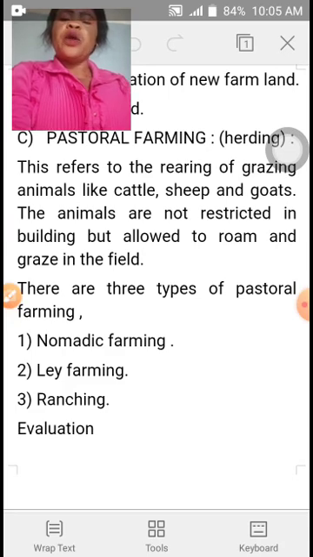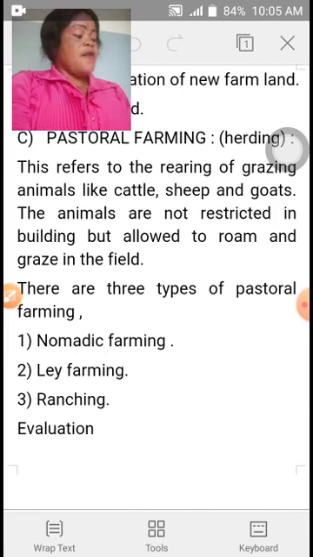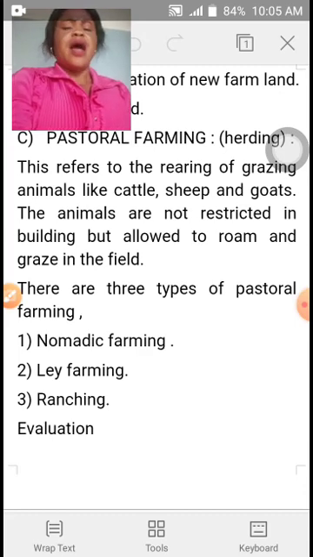Before we go, remember we talked about what? Farming system. What is farming system about? The type of farming system, advantages and disadvantages, and type of pastoral farming. Yes, I hope you know what is farming system. Can someone tell me what is farming system? I hope Ndukebon will tell me. Vera will tell me what is farming system.